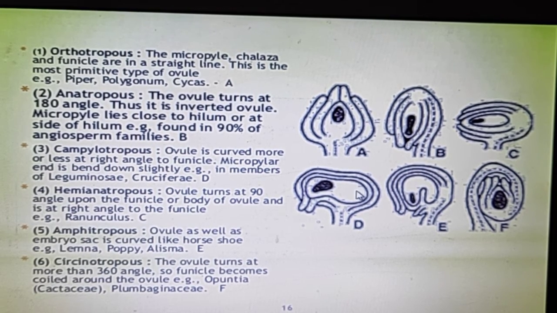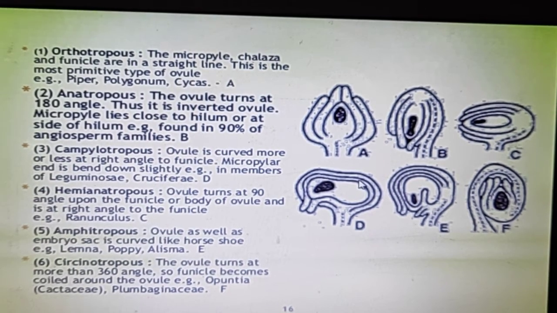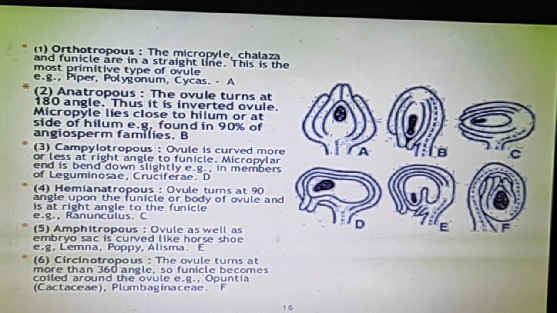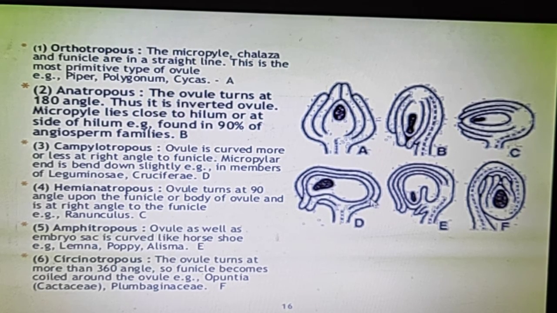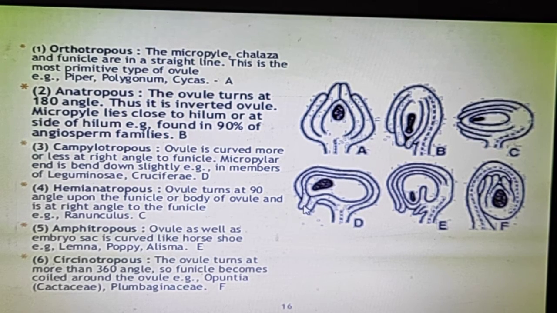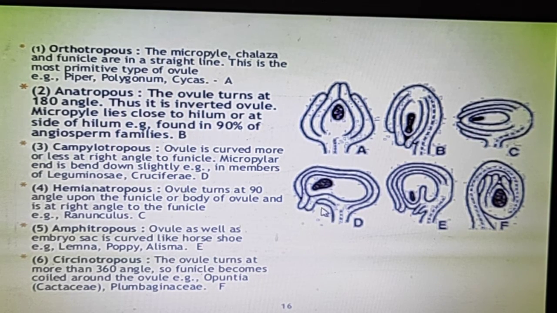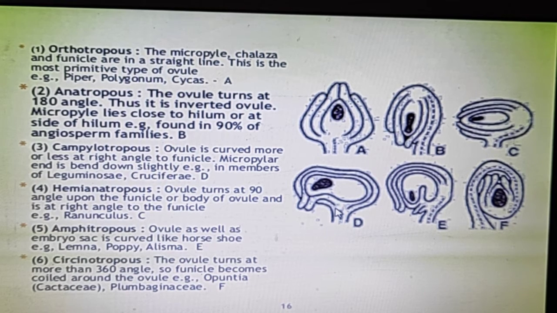Second is the hemianatropous. Hemi means half, which is not completely like the anatropous, but they have half of its characteristics. For example, the micropylar region is present here. It is close to the hilum but not perfectly. They are forming a perfect 90-degree angle. You can observe this is a 90-degree angle. This is the funicle region. They are forming a 90-degree angle. Here they are not forming any sort of angle. Clear? Here they are forming the 90-degree angle.